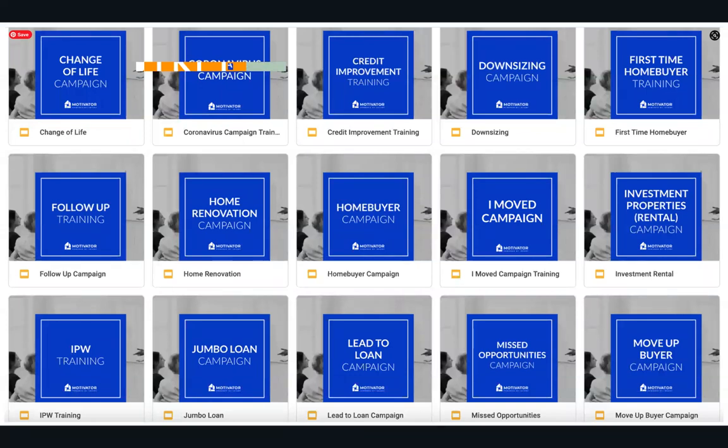This is half of the campaigns that intent has. One of the things that we love to tell people is there are so many different buyer personas. Why would you just have one campaign? I want to speak to one thing really quickly on this, and that's the reason I'm sharing the slide today. The first thing you see in the top left corner is the change of life campaign.